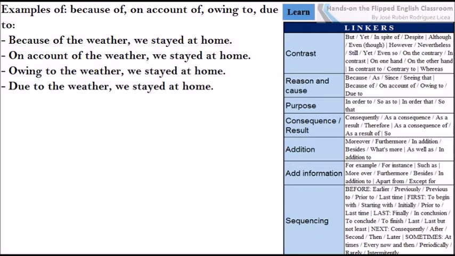Examples of because of, on account of, owing to, due to. Because of the weather, we stayed at home. On account of the weather, we stayed at home. Owing to the weather, we stayed at home. Due to the weather, we stayed at home.